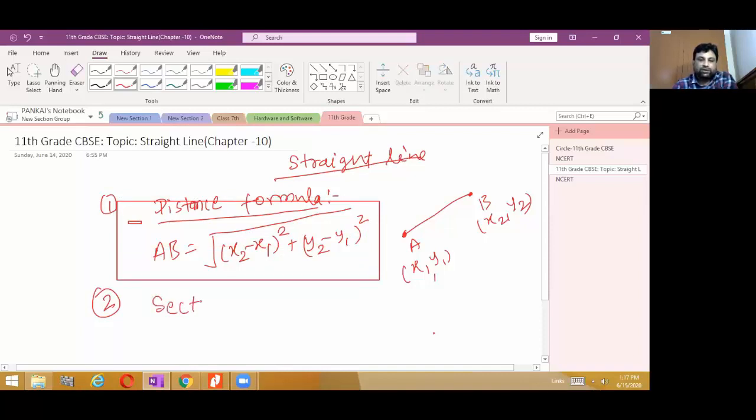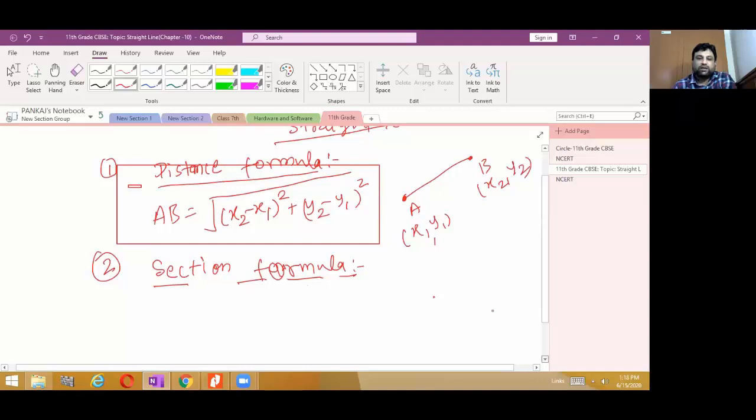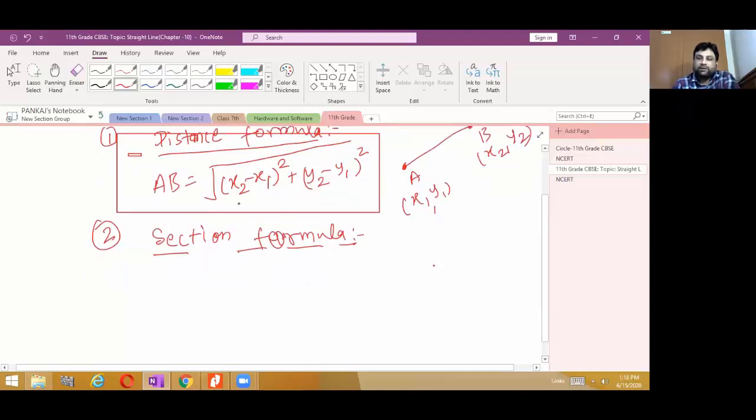And the second formula which I want to discuss is called section formula. I think everybody knows we learned the internal section formula in 10th grade. So today I will discuss the internal section formula, and after that I will discuss the external section formula.